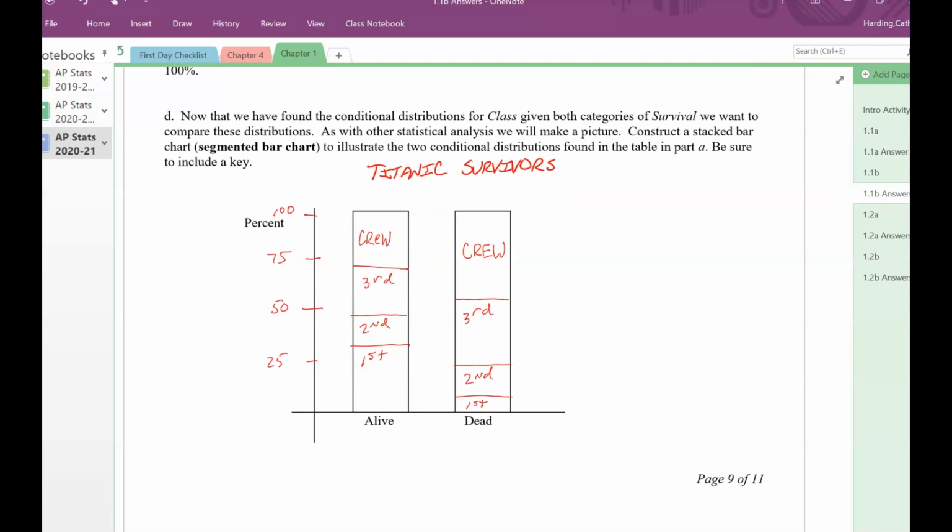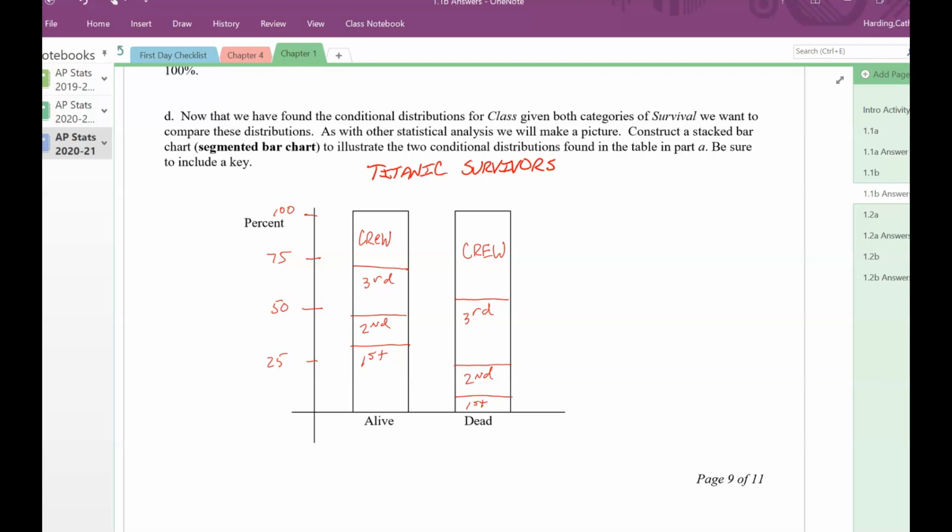And you can see first class passengers that survived, second, third, and crew. And then you can see the same next to it, the conditional distribution for those who died. Now, what exactly is it that you're looking for when you do that? Well, you're looking to see if the proportions in the distribution are relatively the same or if they are quite different.